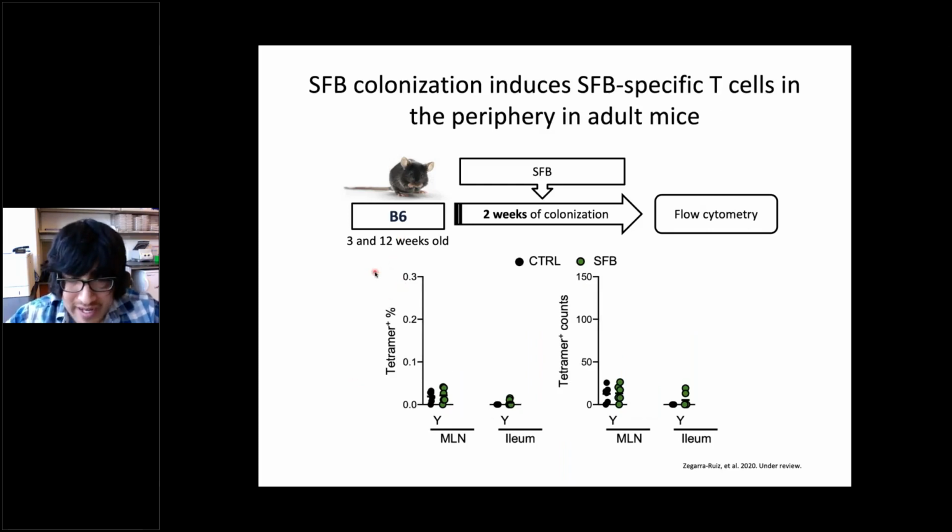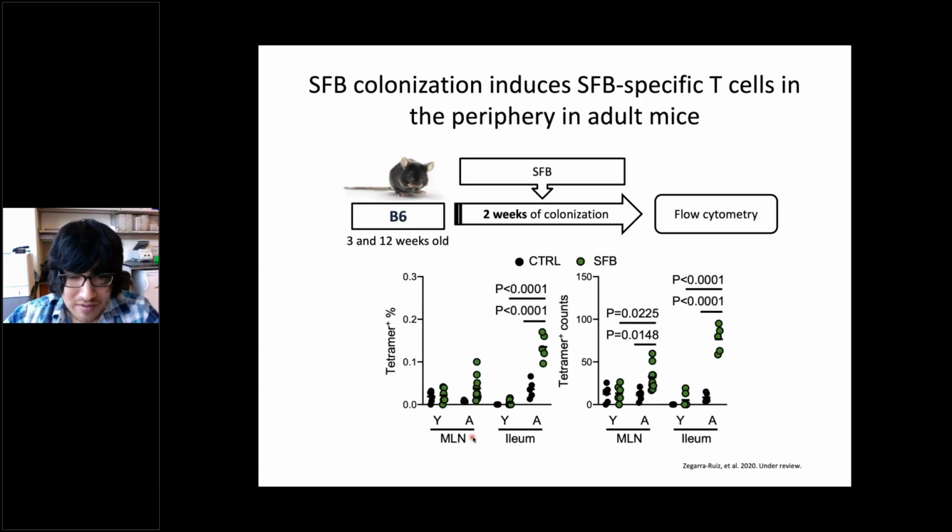So since we are able to find these SFB-specific T cells in the intestine of mice colonized with SFB, we then went on and tried to understand if there was any difference in the amount of cells found in the gut or in the periphery in mice colonized at weaning versus mice colonized at 12 weeks of age. And interestingly, we found that mice colonized with SFB at weaning exhibited no induction of SFB-specific T cells in the periphery, in MLN or ileum, in their frequencies or numbers. And that's 2 weeks after colonization. However, in adult mice, so in mice colonized at 12 weeks of age, 2 weeks after colonization, we see an enrichment of these SFB specific T cells in MLN and ileum.